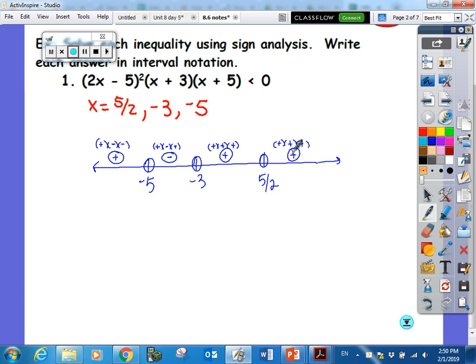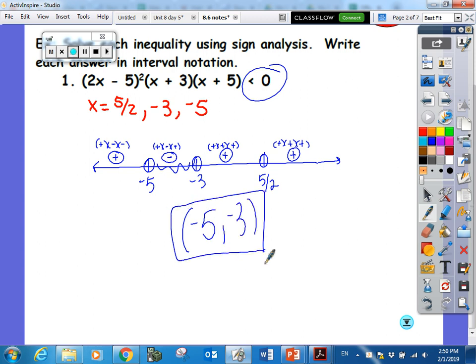So now I'm looking for where is that. There's the graph. Here's where this function is positive, this function's negative, this function's positive and positive. So this is the part that we care about. So our answer is negative 5 to negative 3, and they are parentheses. If there was an equal sign in that problem, all that would change is those would be brackets. That's how that problem would change.